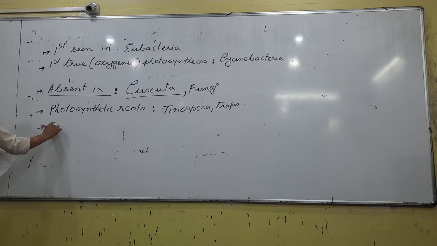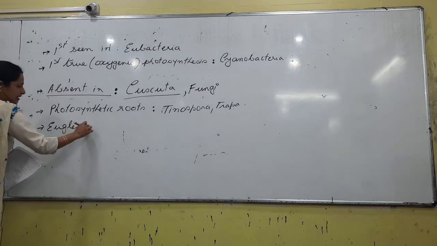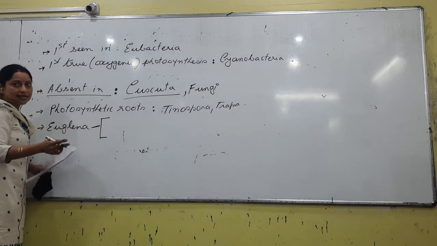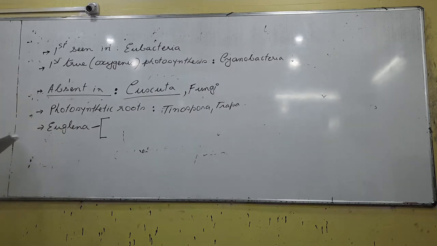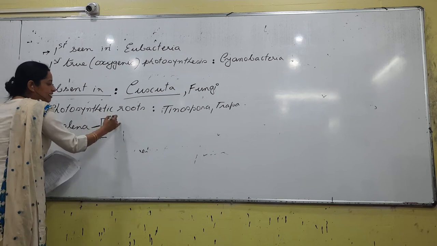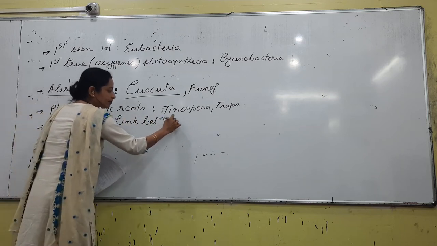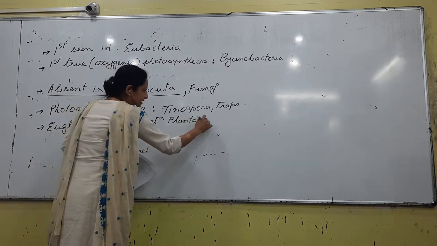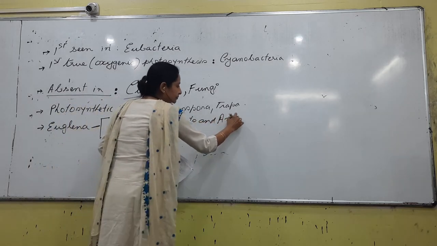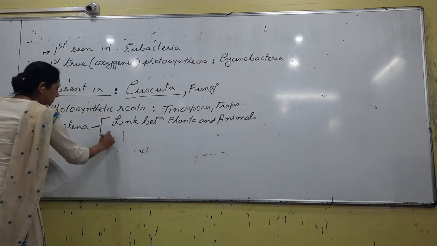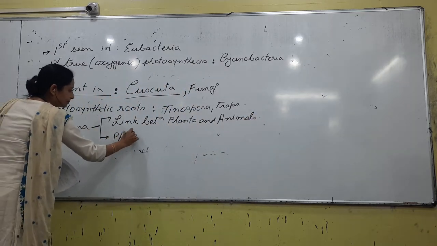Next, there is a point about Euglena. Euglena, we have already discussed. Under what? Protist, right? Photosynthetic protist. What is Euglena? Nothing but an example of a photosynthetic protist, right? We know that Euglena forms a link between plants and animals. And it is a photosynthetic organism.